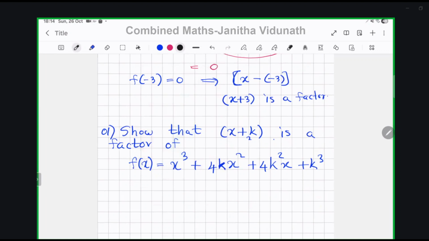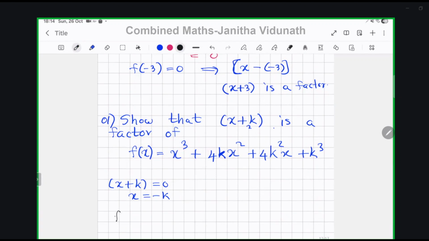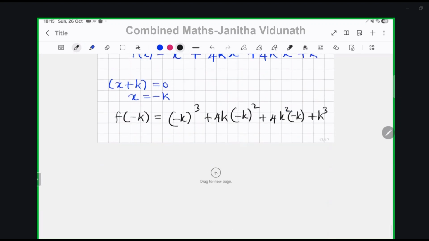Here we need to show that x plus k is a factor. That means first we set our factor to 0. That means x equals minus k. Then we need to find the function value when x equals minus k. Then (minus k) cube plus 4k times (minus k) square plus 4k square times (minus k) plus k cube.